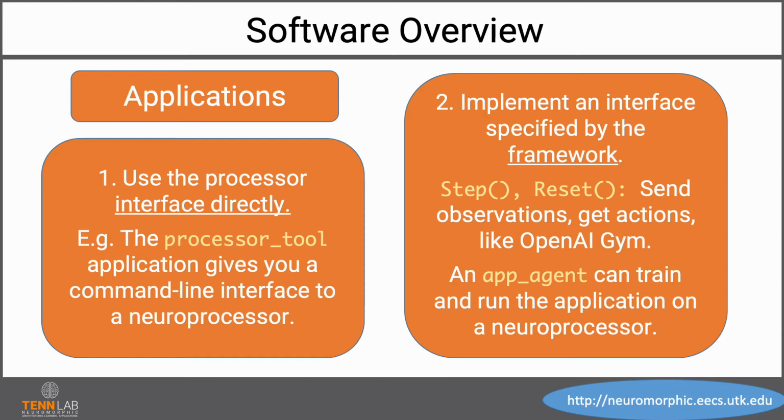Second, we have an application interface defined by the framework, and then if you want to write an application that adheres to this interface, then you get a whole lot of support from the framework. The interface is very much like OpenAI Gym, where you have step and reset functions that will present you with observations and then take actions as a result and give you reward. And there is a piece of software in the framework called the App Agent, which will then take an application that adheres to this interface and give you support for training it and testing it and doing demos with it.